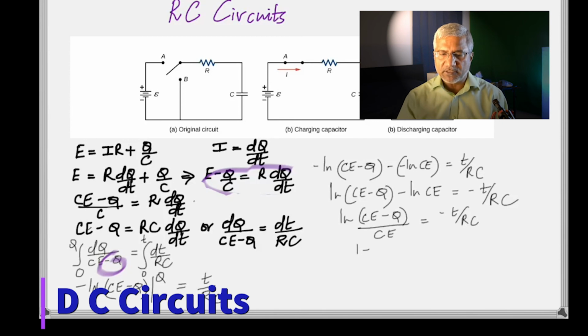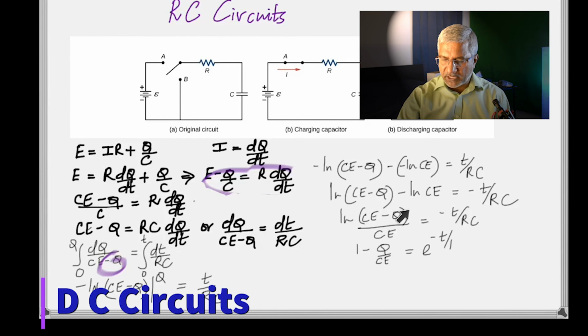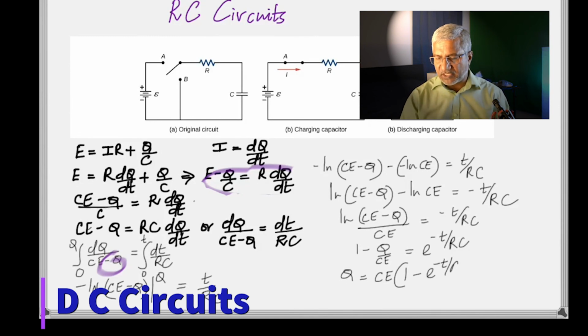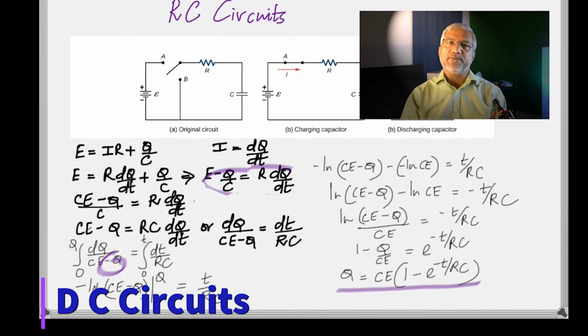And instead of writing natural log on the left side, you can write the opposite function on the right side. What's the opposite function? Exponential. So e raised to. So I'm doing that. And I also divided CE by CE to get 1 minus Q by CE. I cut down one or two steps, but you can easily understand. So I get my final relation. Q is CE times (1 minus e raised to minus T by RC).